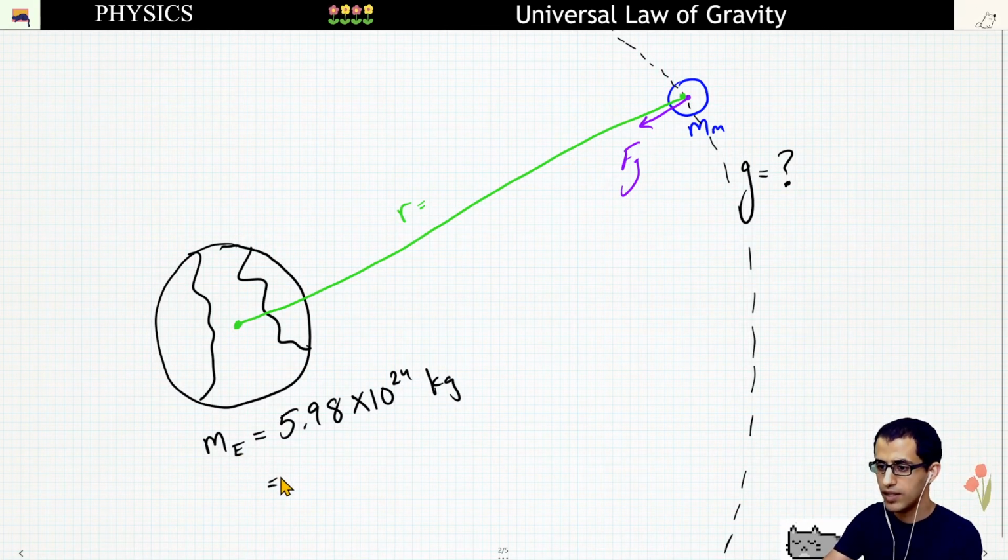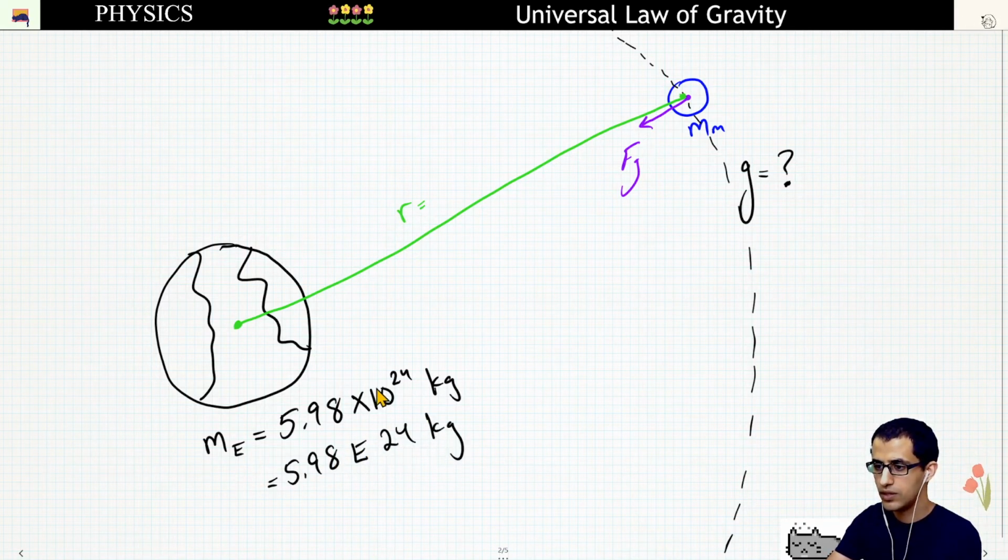We can also write this as 5.98 E24. These two are the same number. Writing it out this way is going to be useful for when we type this into our calculator. It's more efficient and faster to write it out this way.